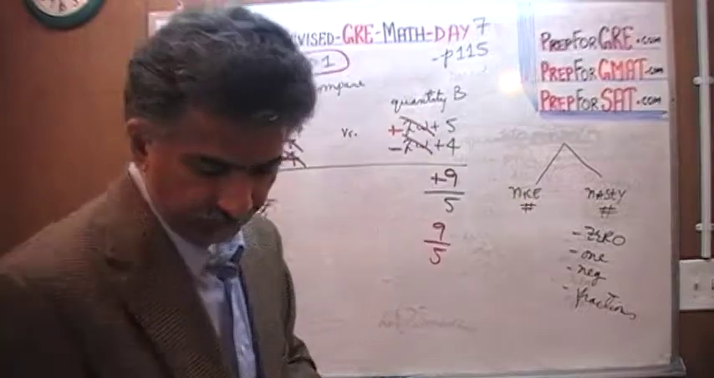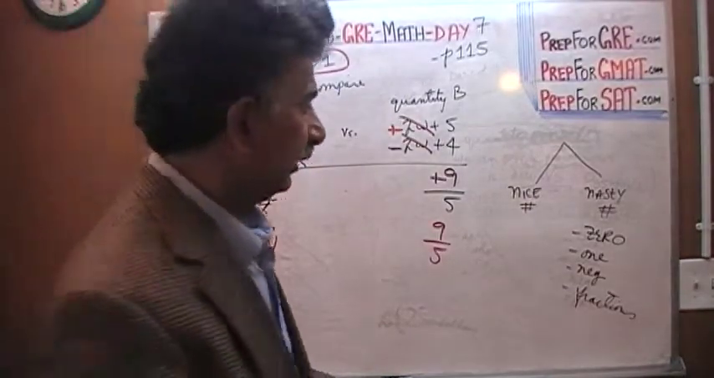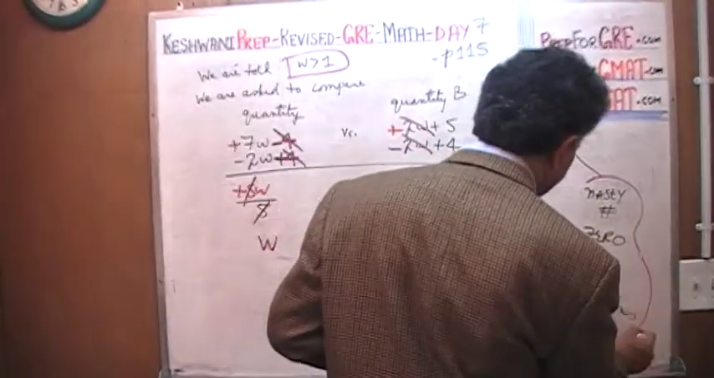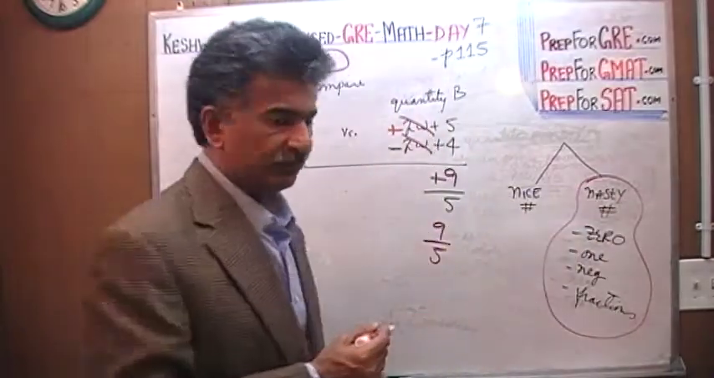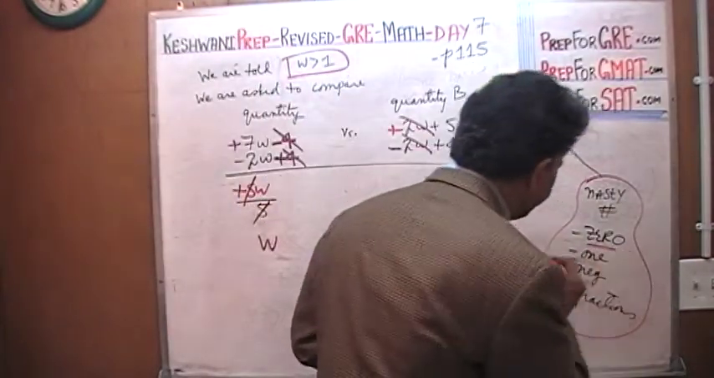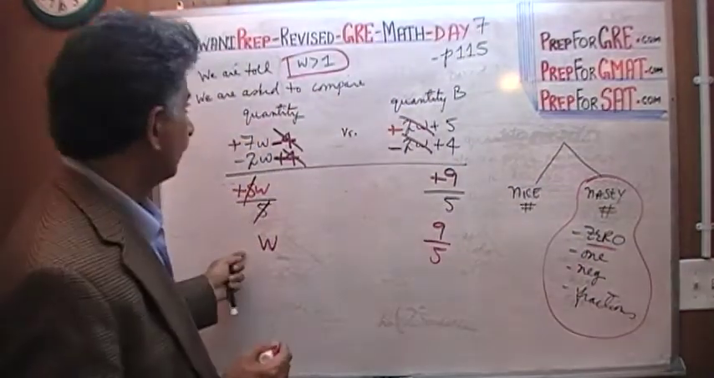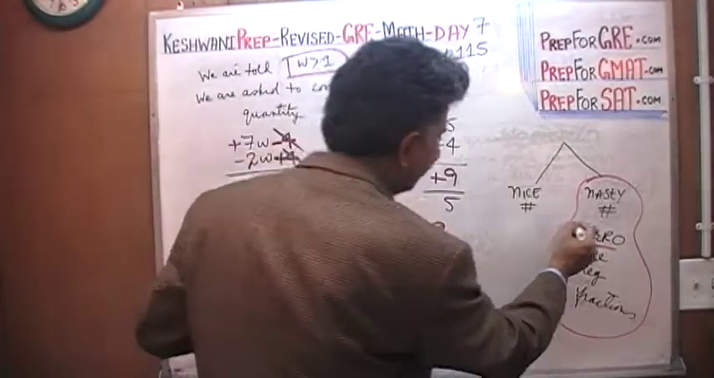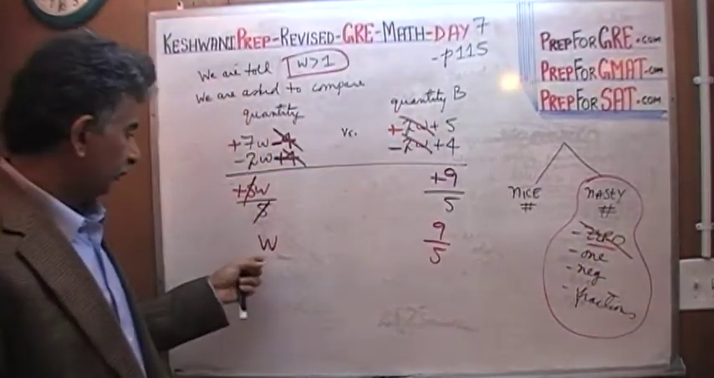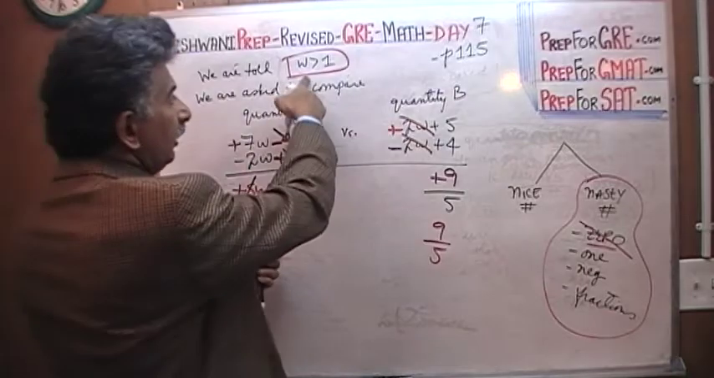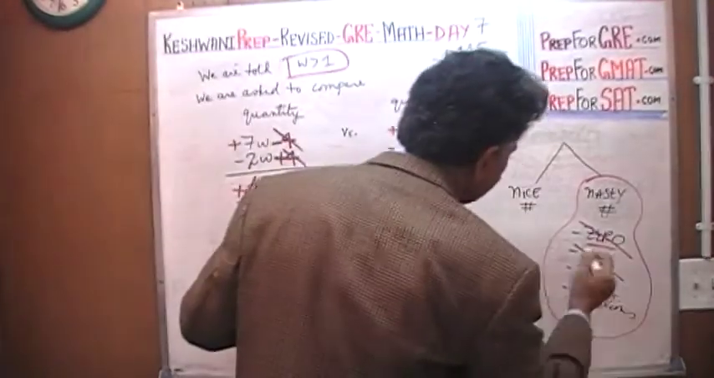These nasty scenarios are what you always have to contemplate before you pick an answer choice. Ask yourself, can W be 0? The answer is W cannot be 0 because we are told that W is more than 1. So that does not apply here. Can W be 1? Of course not, because we are told that it's more than 1. So that cannot be possible.